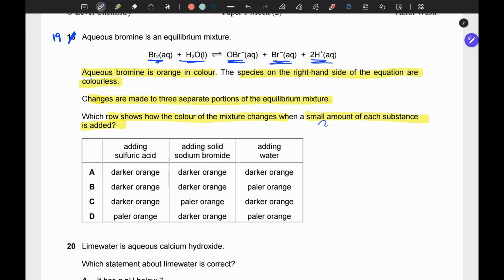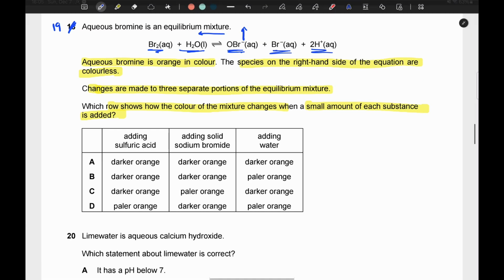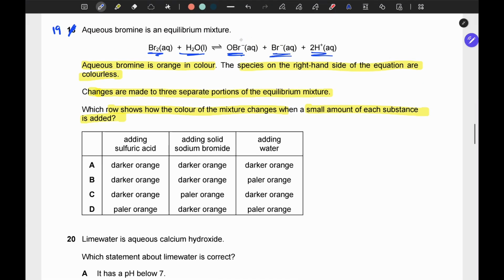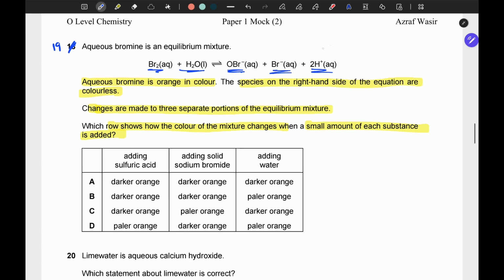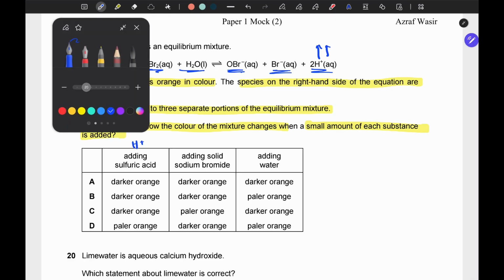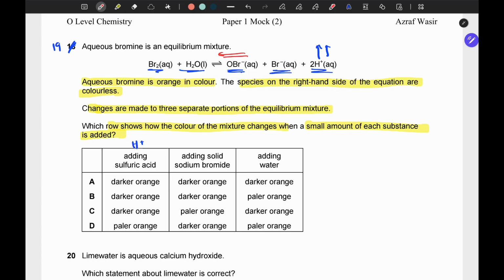So equilibrium will shift depending on which concentration has increased. If the concentration of a certain product increases, my equilibrium will shift to the other side to compensate for that increase, or to basically reduce the increase of that substance. So if you look at the first one, adding sulfuric acid. Sulfuric acid will provide H plus ions. So in that case, this concentration will increase. Since the product concentration has increased, as per Le Chatelier's principle, my equilibrium should move to the opposite side. It should move to the reactant side. Now, what do we have in the reactant side? We have bromine, and bromine has an orange color. So since equilibrium shifts to the reactant side, we will have more bromine in our equilibrium mixture. As a result, it will turn darker orange.